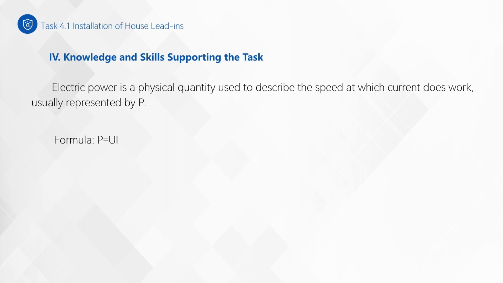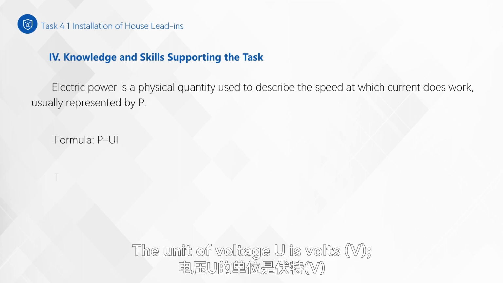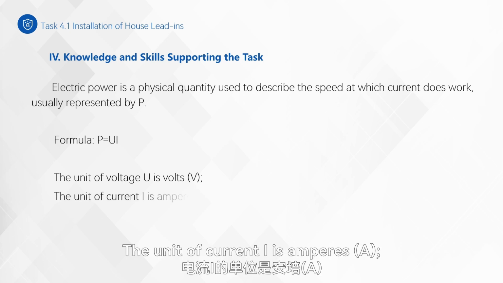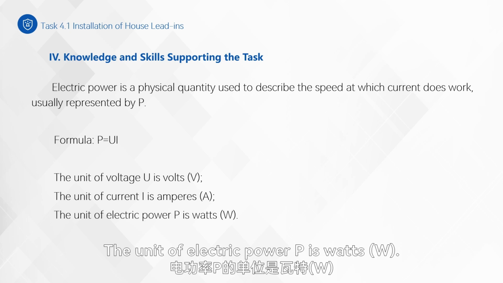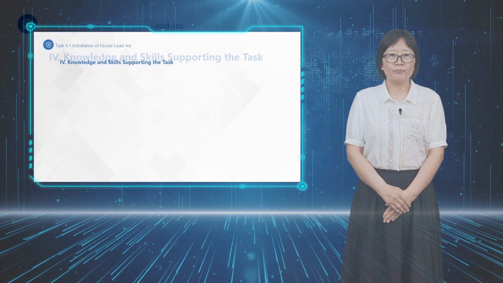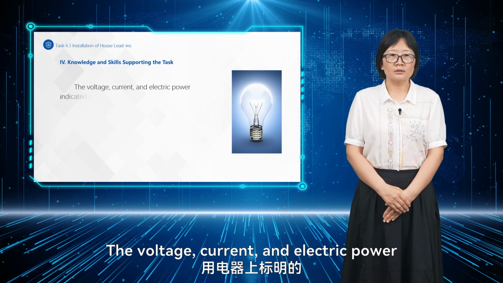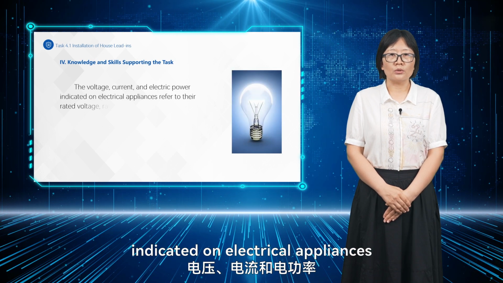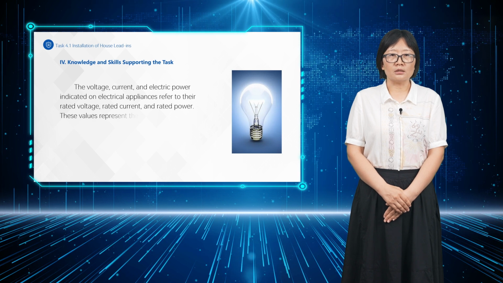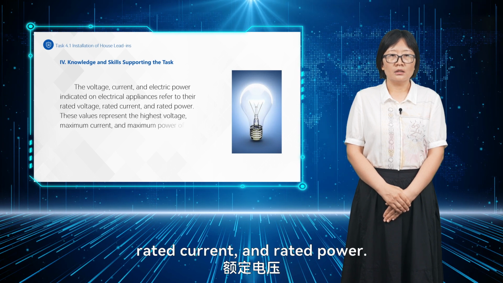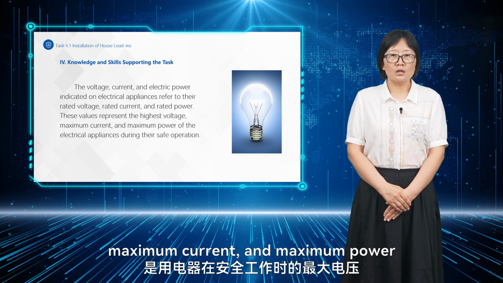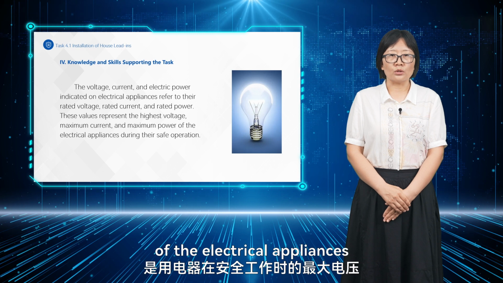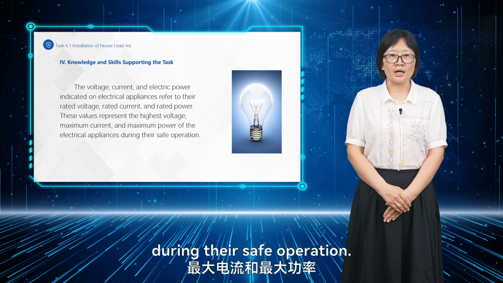Formula. P equals UI. The unit of voltage U is volts, V. The unit of current I is amperes, A. The unit of electric power, P, is watts, W. The voltage, current, and electric power indicated on electrical appliances refer to their rated voltage, rated current, and rated power. These values represent the highest voltage, maximum current, and maximum power of the electrical appliances during their safe operation.